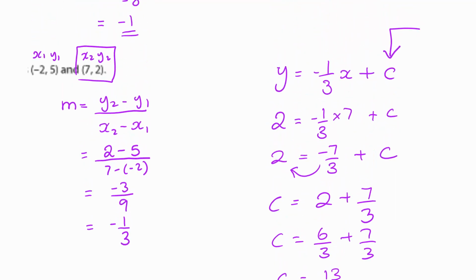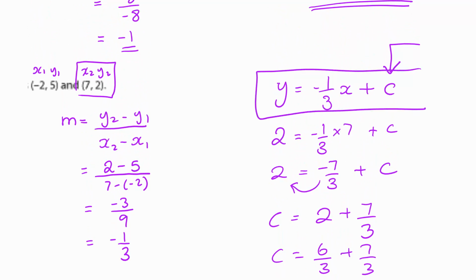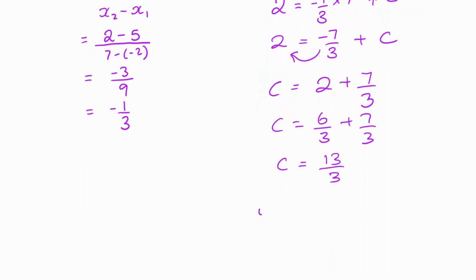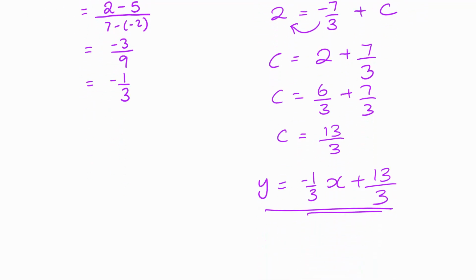So we're going to substitute that back into this equation here. And we'll have y is equal to -1/3 x plus 13/3. Now, that line, -1/3 x plus 13/3, was like that.